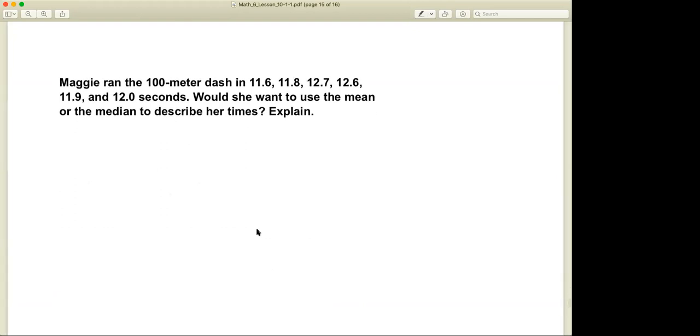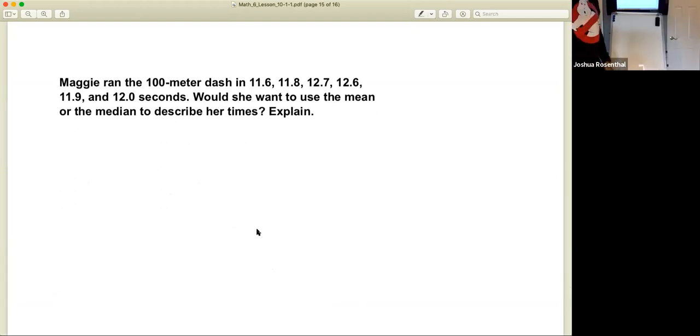All right, Maggie ran the 100-meter dash. This is like the sit-up one, right? She's trying to look for progress. So this is useful for her to get some sort of measure of the average amount. We're not going to calculate it this time. Let's just see which one she should use based on what you see there.